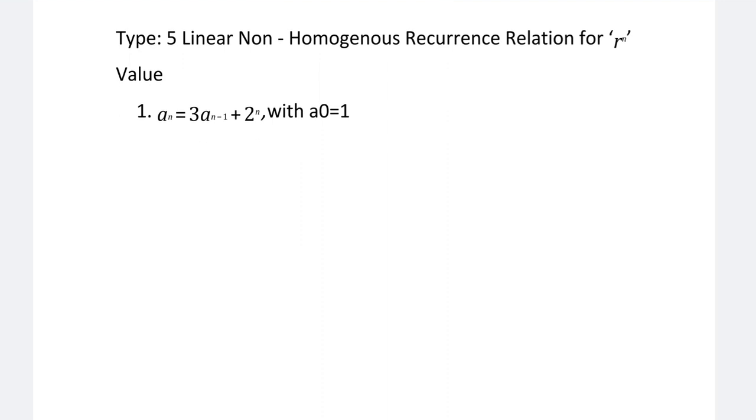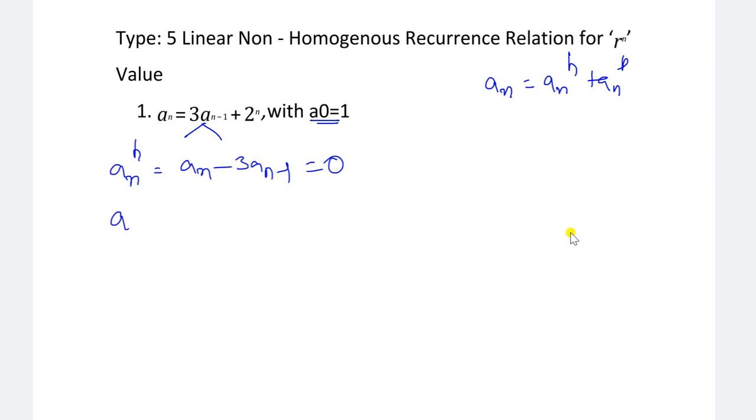See the first question here: an equal to 3an minus 1 plus 2 to the power of n, with the initial value a naught equal to 0. As you know, the solution of a non-homogeneous recurrence relation should be in the form of an equal to an to the power of h plus an to the power of p. So we split this recurrence relation into homogeneous as well as particular parts. What is the homogeneous function? That is an to the power of h: an minus 3an minus 1 equal to 0. What will be the particular value an to the power of p? That is 2 to the power of n.